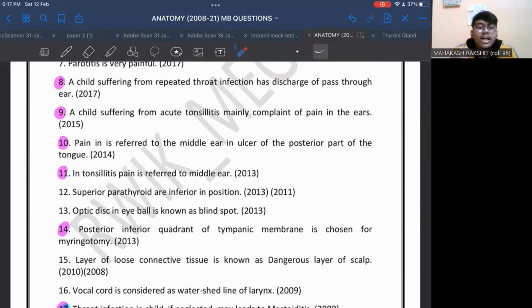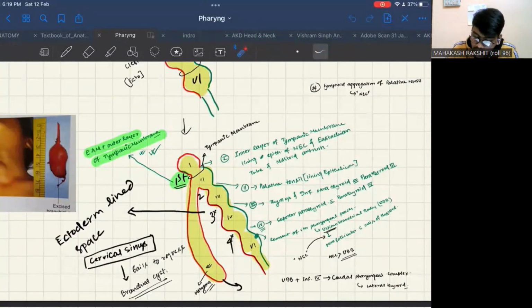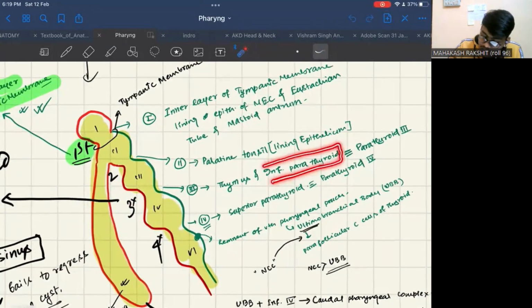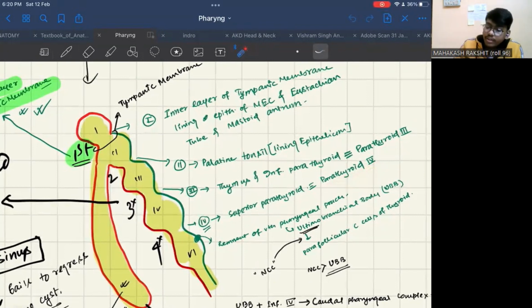Achha. Next question. Superior parathyroids are inferior in position. Why? As you can see in the diagram, the inferior parathyroid develops from the third pharyngeal pouch. What is a pharyngeal pouch? The endodermal deep portions between two consecutive pharyngeal arches are called pharyngeal pouches. So from the third pharyngeal pouch, the inferior parathyroid and the thymus develop, right? And from the fourth pharyngeal pouch, the superior parathyroid develops. That is why the superior parathyroid is also called parathyroid 4, and the inferior parathyroid is also called parathyroid 3, right?